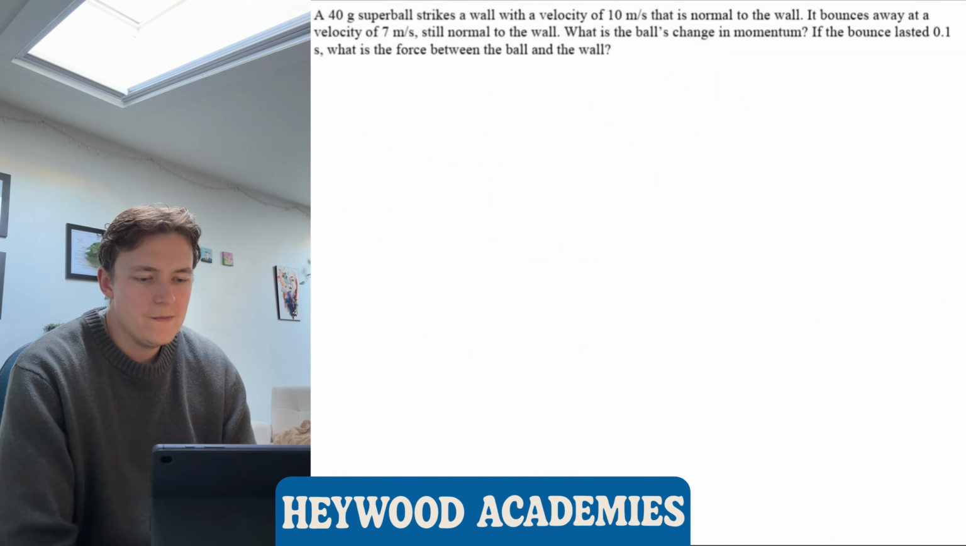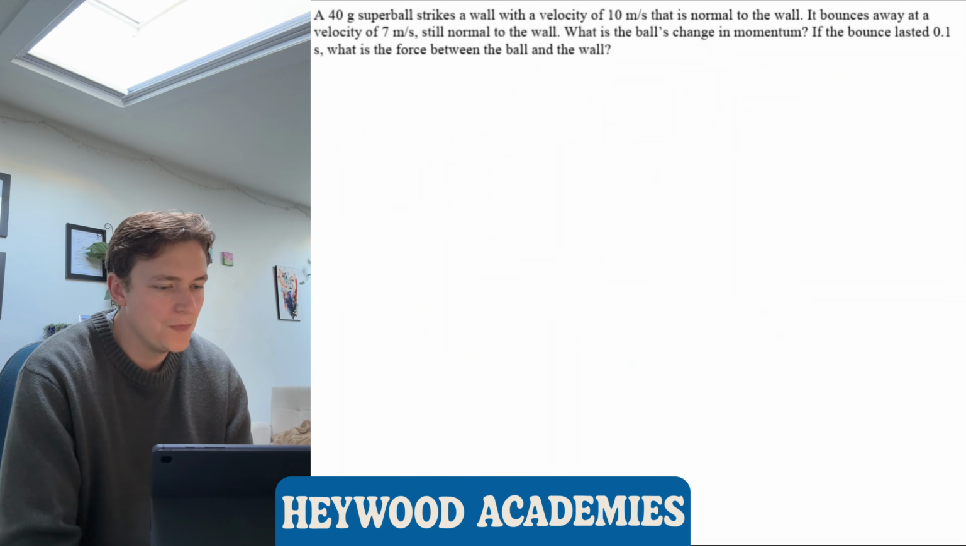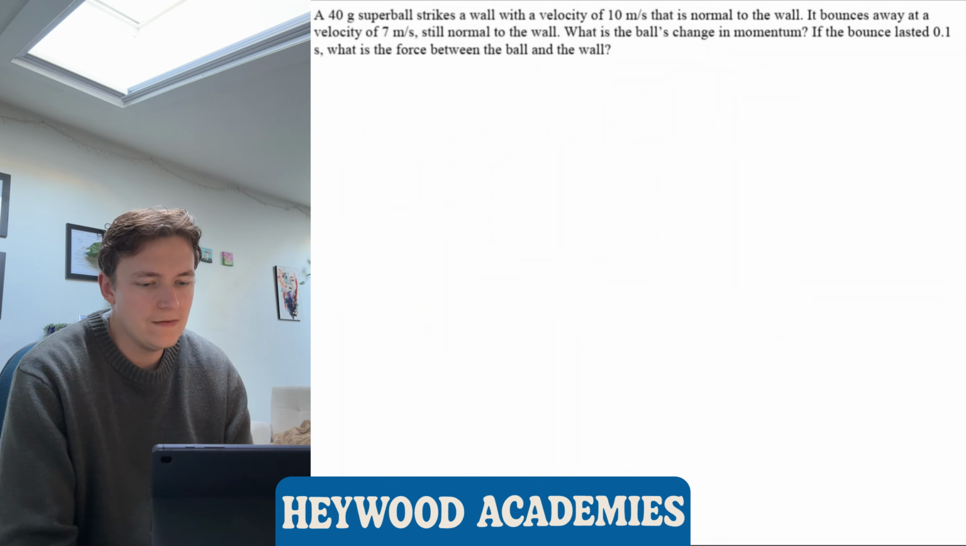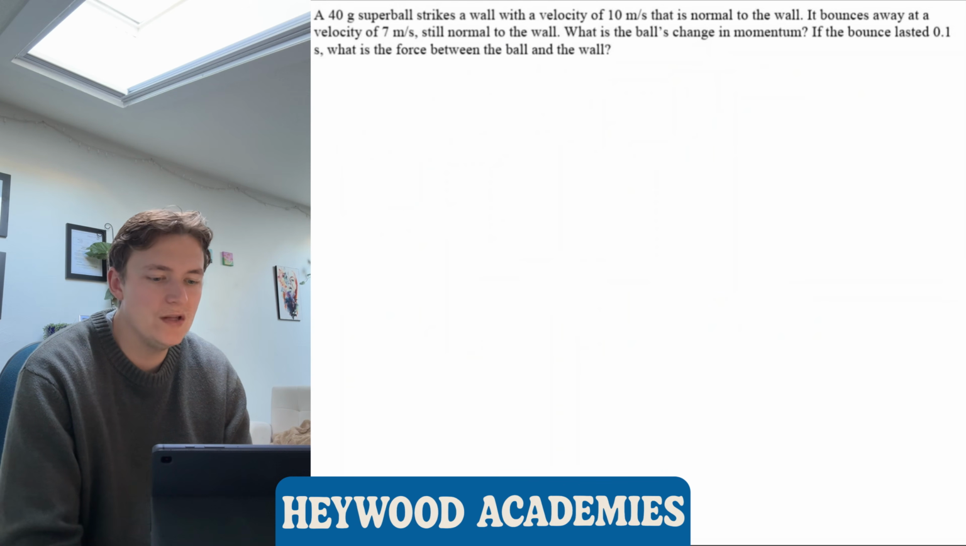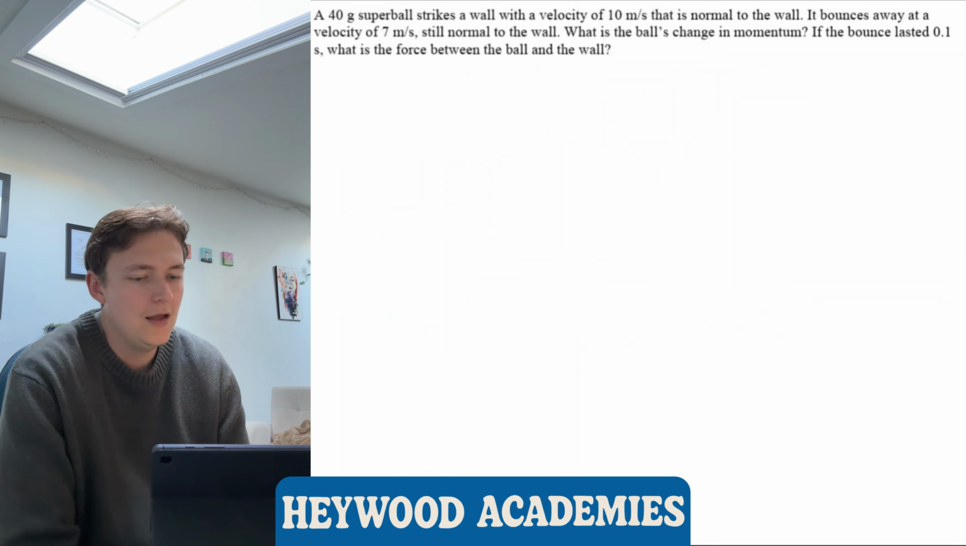A 40-gram super ball strikes a wall with a velocity of 10 meters per second. Not sure what that is, but that's okay. That is normal to the wall. It bounces away at a velocity of 7 meters per second, still normal to the wall. What is the ball's change in momentum? If the bounce lasted 0.1 seconds, what's the force between the ball and the wall?